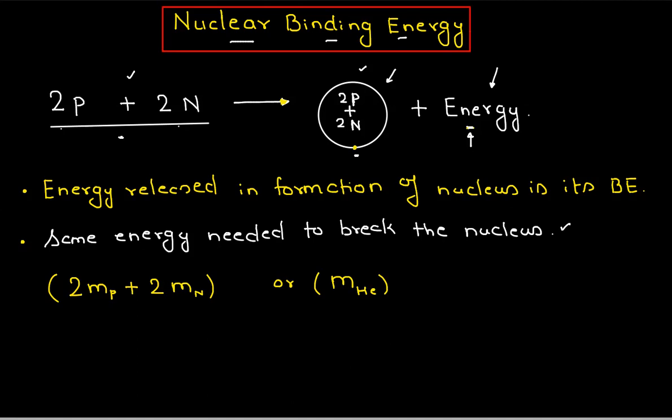Now, if I tell you the mass number of an atom is A and the atomic number is Z, can you find out what will be the binding energy of this nucleus?